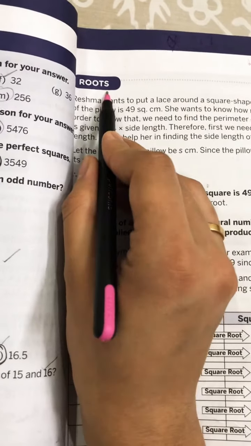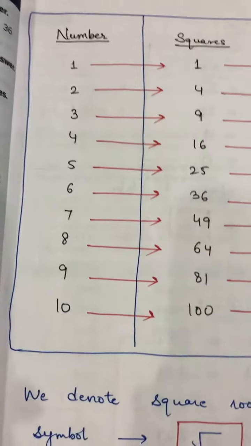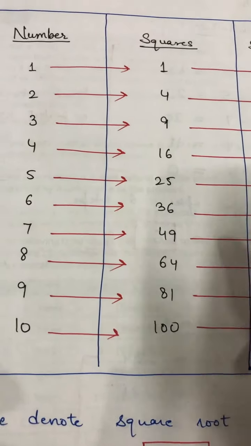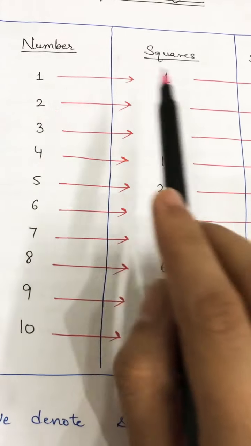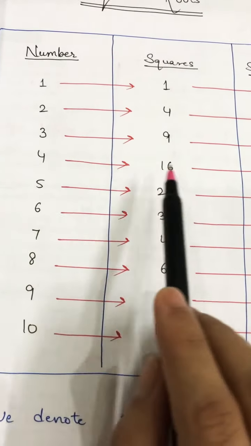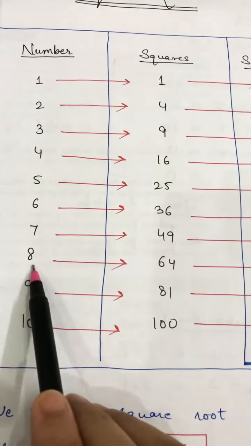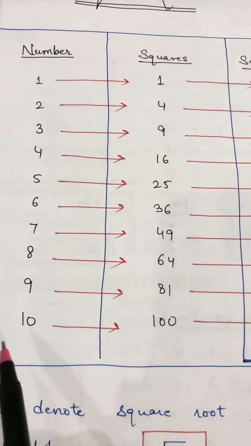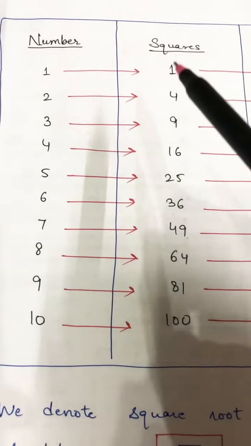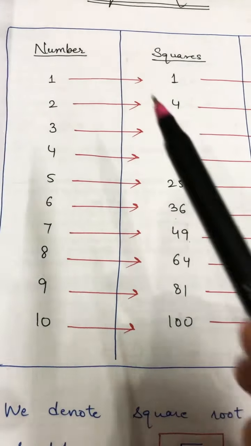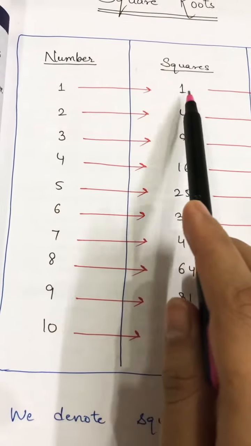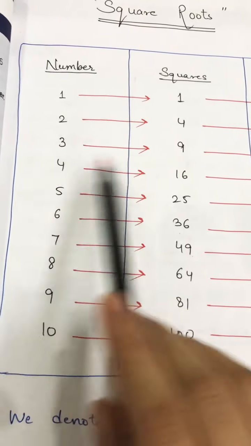Now I'm going to start the next topic, that is roots. What do you mean by roots? We have discussed all the squares up to here. 1 square is 1, 2 square is 4, 3 square is 9, 4 square is 16, 5 square is 25, 6 square is 36, 7 square is 49, 8 square is 64, 9 square is 81, 10 square is 100. So these are the squares. You multiply 1 with 1, it is equal to 1, 2 multiplied by 2 is equal to 4, in this way.